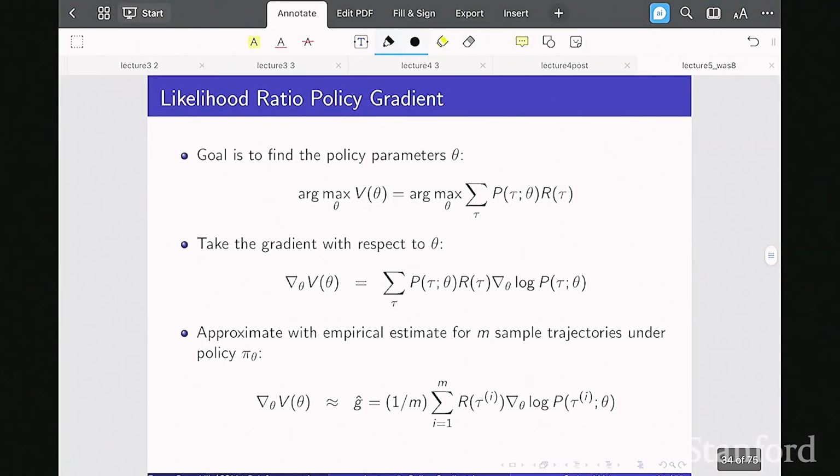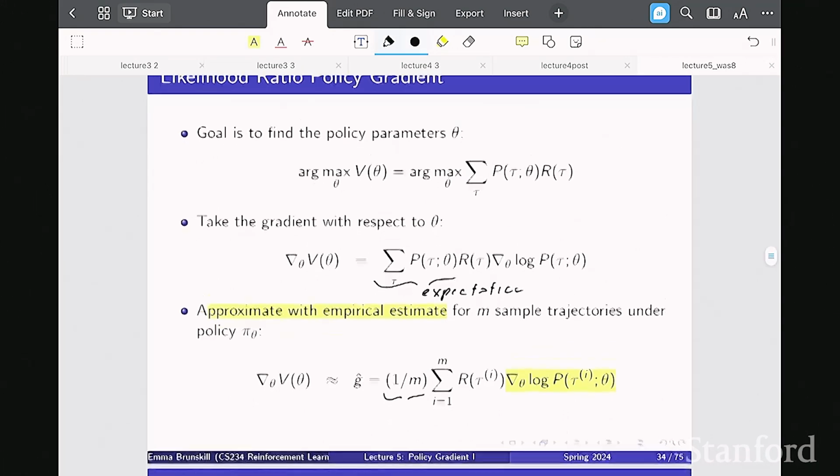As I said, this is an expectation, and we're going to approximate that expectation with an empirical estimate. Instead of taking all possible trajectories, which, particularly in the case of vision input, would be completely insane, we're just going to approximate it by taking m samples. But we still have to handle this. This first part should all seem clear. The second part would not be clear yet for most of us, about how we do that.